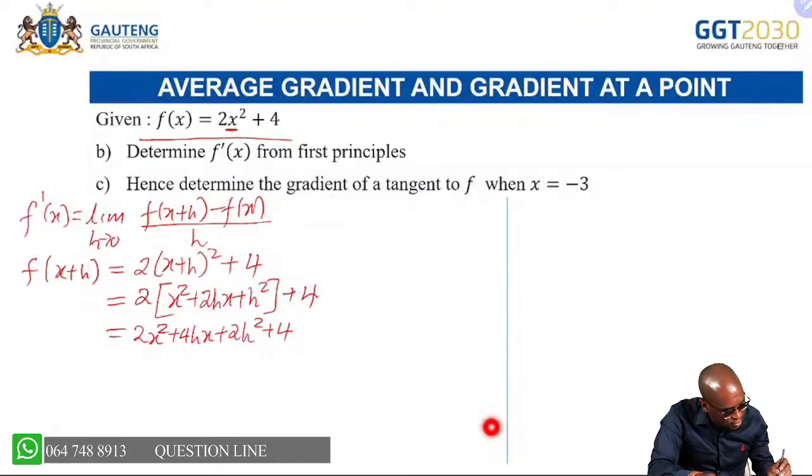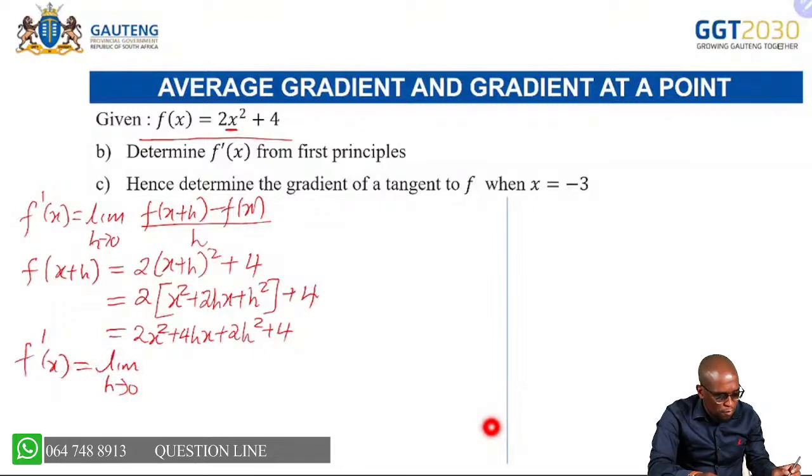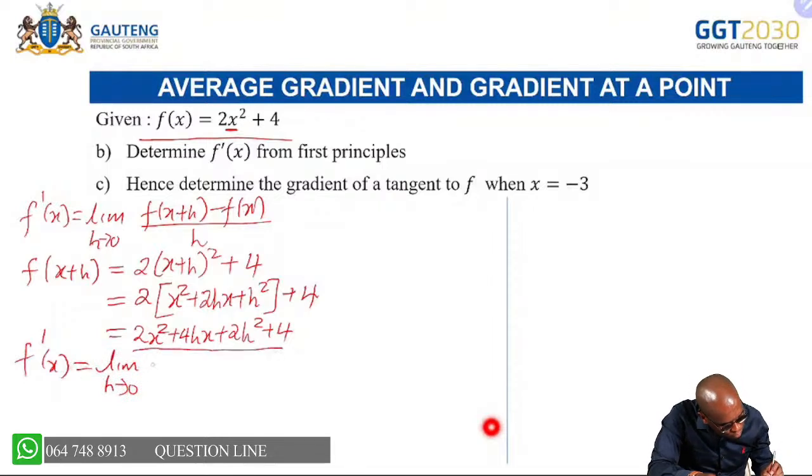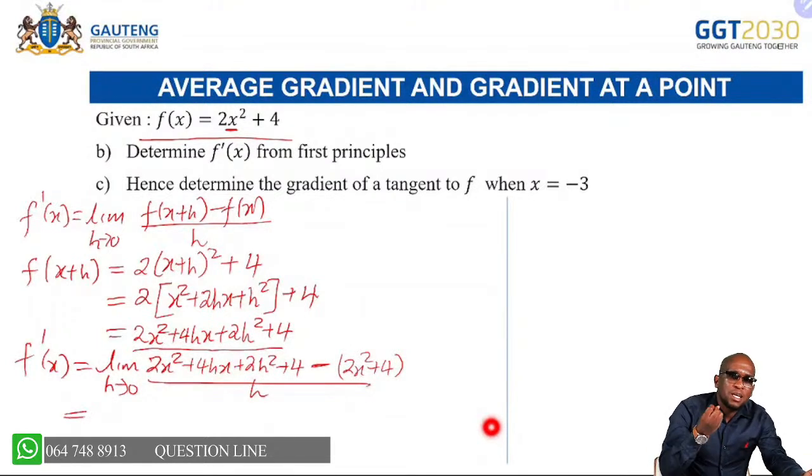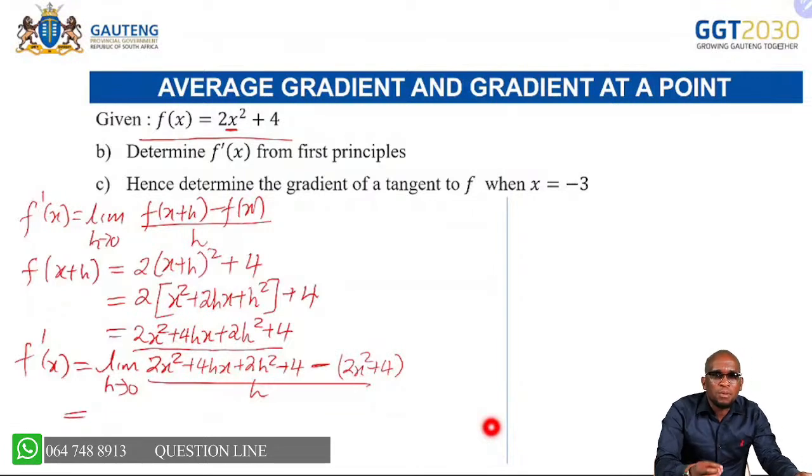So you've computed f of x plus h. Now we can go back and substitute. Therefore, f prime of x is equal to the limit as h tends to 0, where you see f of x plus h, you're going to put what we've computed here. So this is 2x squared plus 4hx plus 2h squared plus 4, and then subtract the original function 2x squared plus 4, over h. Remember, good people, this is very, very important. There is no way in which you won't find this question in tomorrow's exam, and it will probably be for 5 marks. So you need to get all these 5 marks.